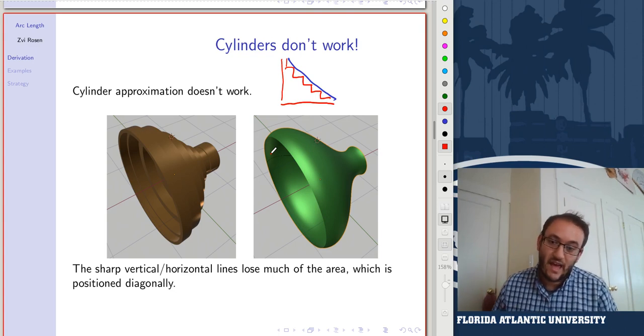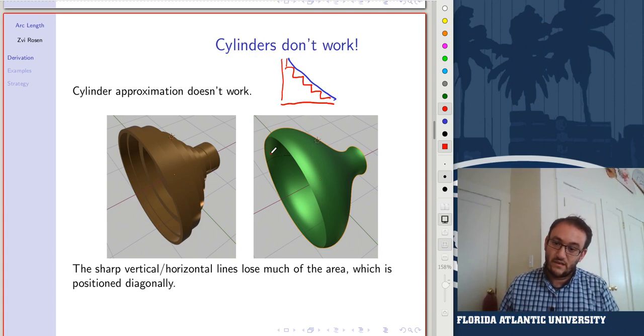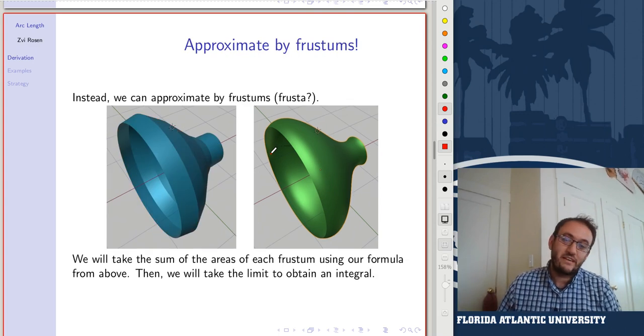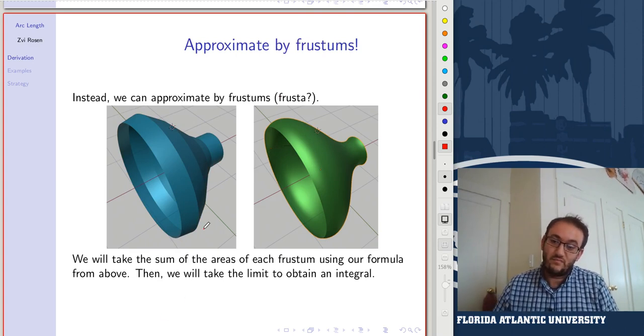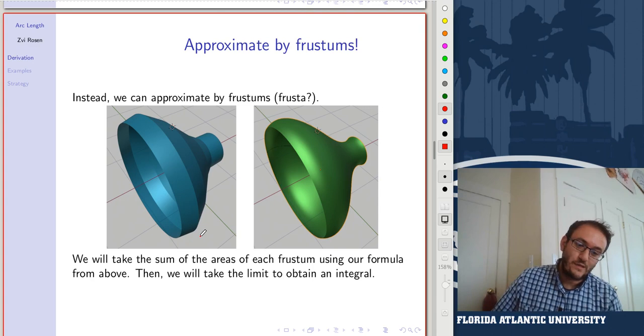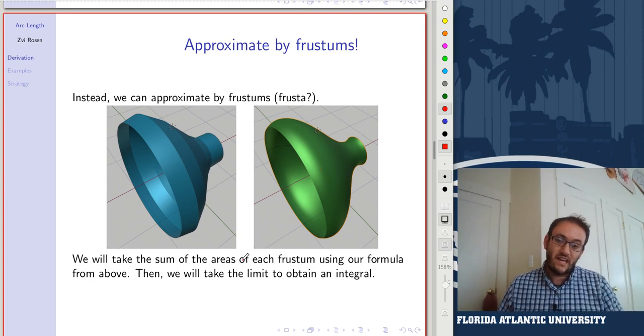And a similar phenomenon happens with these cylinders. You're going down and across as you go along that surface. So we need to find a different tool, and that's where the frustums come in. Maybe frusta. We're going to approximate with these frustums, and you can see just visually that this collection of blue frustums, or frusta, looks much closer to the surface.